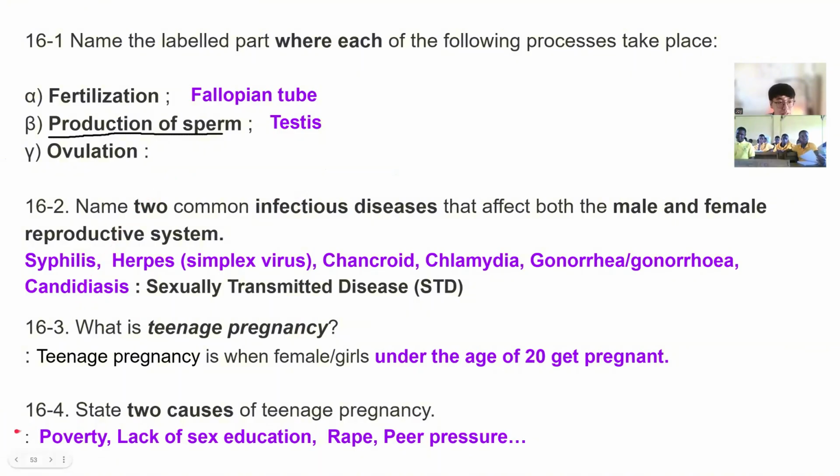And finally, where does ovulation happen? So remember, this is where the egg is produced.